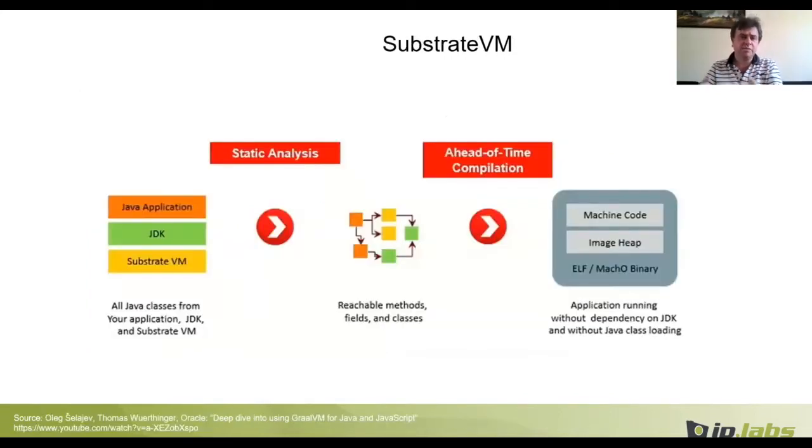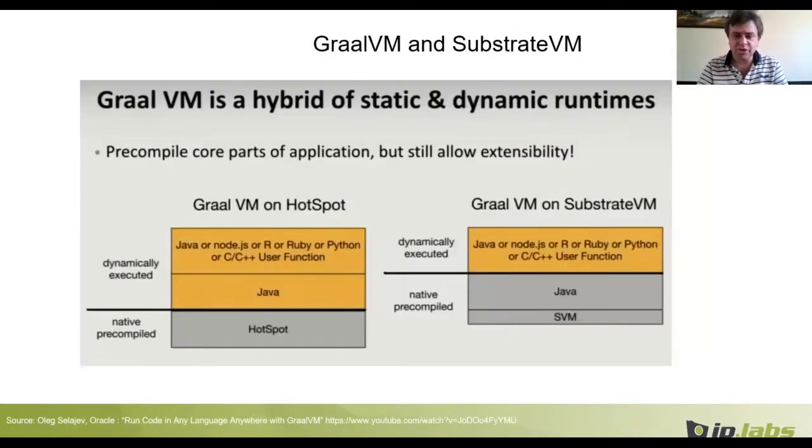To build a native image, you are required to use ahead-of-time compilation, and that means that only all reachable methods, fields, and classes will be packed. So they will be figured out, just what is really needed for the application, and then the native image will be created, depending on your platform, ELF for Linux, Mach-O for the Mac world, and also there is a native image for Windows.